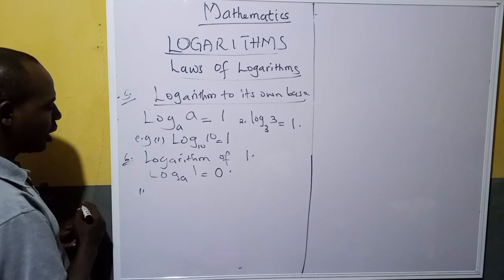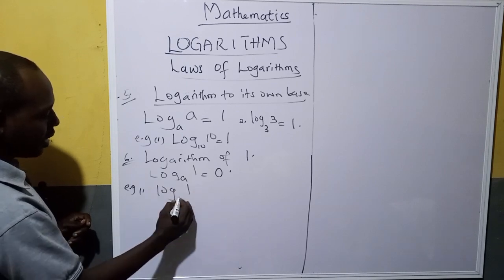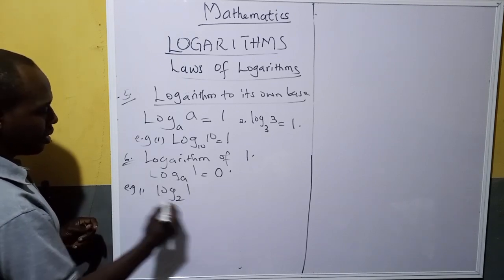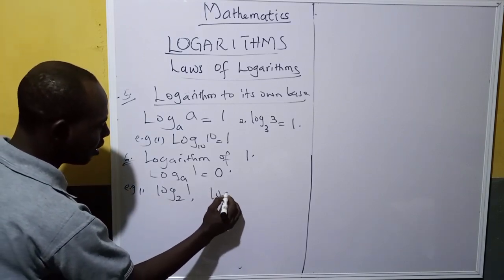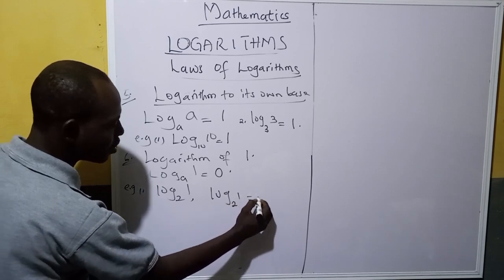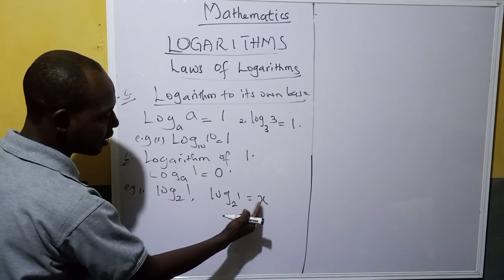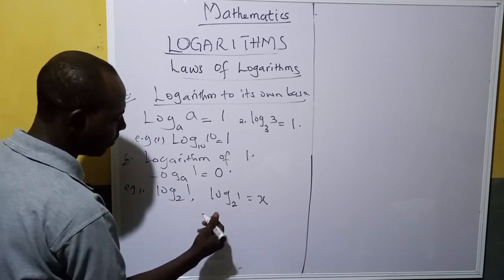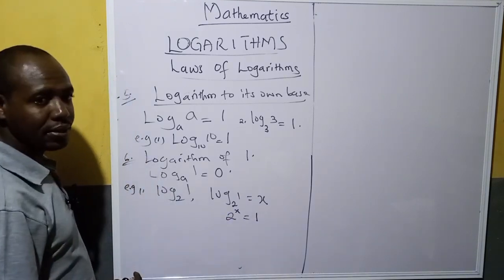If I take example 1, next I'm having log of 1 having a base 2. Now, remember the way we used to solve it normally? We will say log 1 equals to, assume it is x. Then this 1 and x will exchange their position. Then you have 2^x equals to 1.